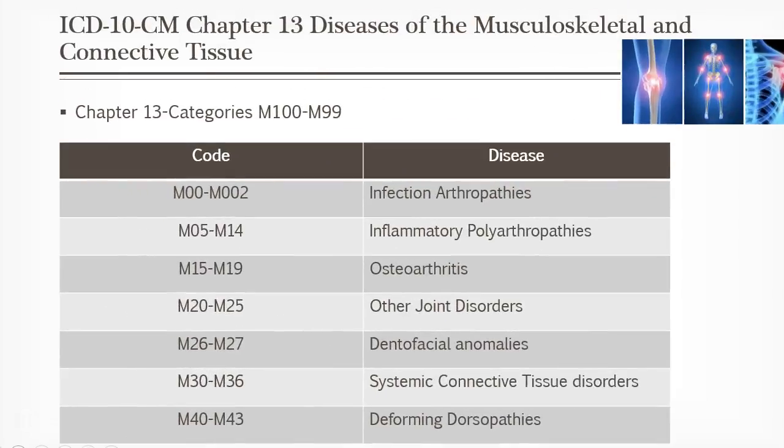So I just kind of listed a few of the chapter 13 categories of the codes that you'll see when you're coding the musculoskeletal system. There's many more, but I just wanted you to get an idea of how you have the codes and then the types of diseases that can help you know where you need to go based on your documentation. So that's just a snapshot of that there.